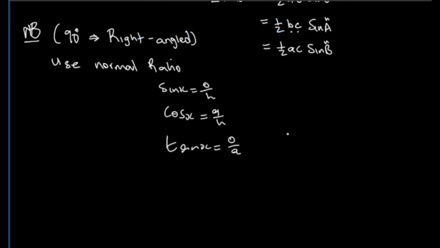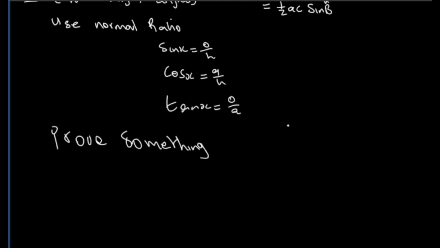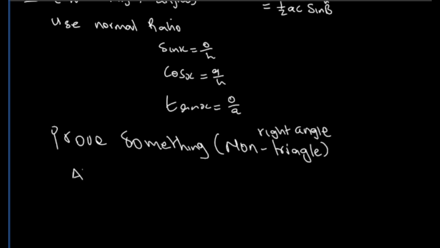Another thing, when you want to prove something and you have a non-right angle triangle, so it is not a right angle triangle, you don't have a 90 degrees. First thing first, you always use the sine rule. Always.